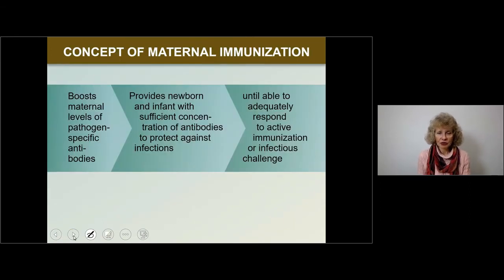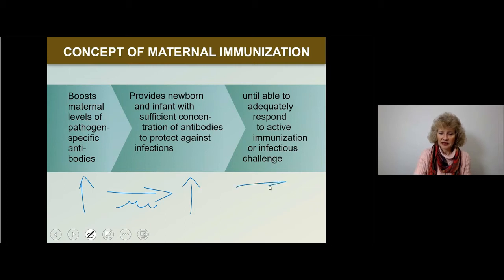Okay, briefly, I want to review the concept of maternal immunization. As we know, when we give moms who are pregnant vaccines, it boosts the maternal level of pathogen-specific antibodies, which increases it in the mom's bloodstream, and then allows her to pass this on through the umbilical cord to the baby and increases the baby's level of these antibodies, so that once the baby is born, the baby is able to adequately respond to active immunization or infectious challenges.